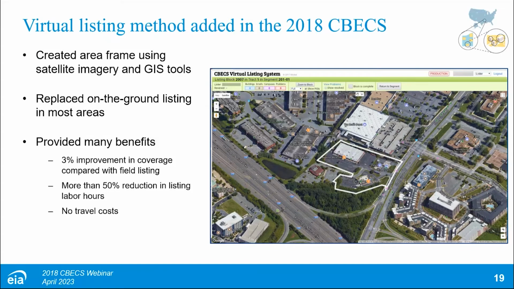We tested some segments using both methods in 2018, and we found that the virtual listing actually produced a higher quality frame than the field listing. It did a better job finding buildings, it took less time, and of course, it entirely removed the cost of travel. So with satellite and street view coverage constantly improving, we don't expect to ever need to go back to in-person listing again, which is, of course, very good news.